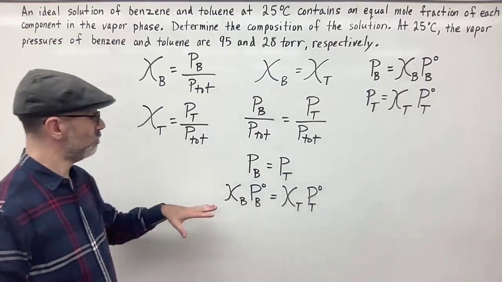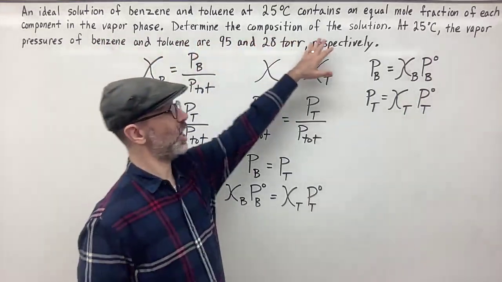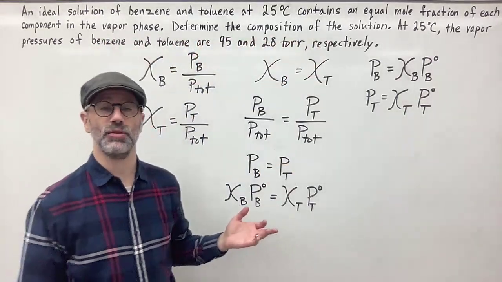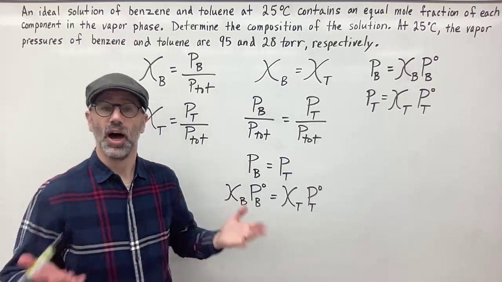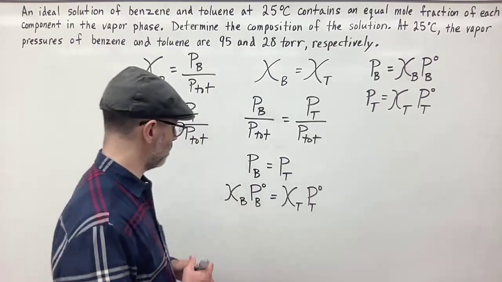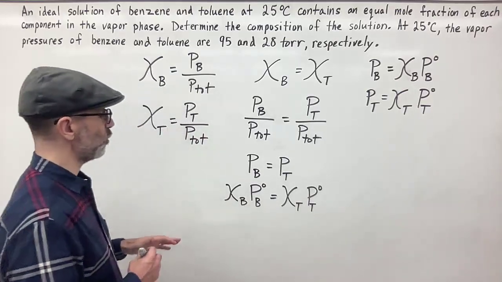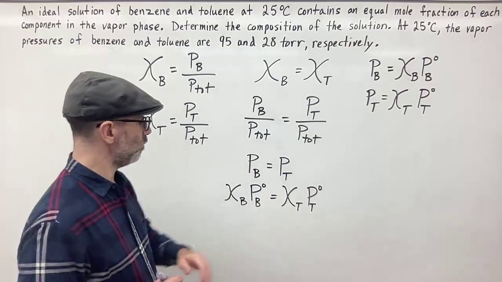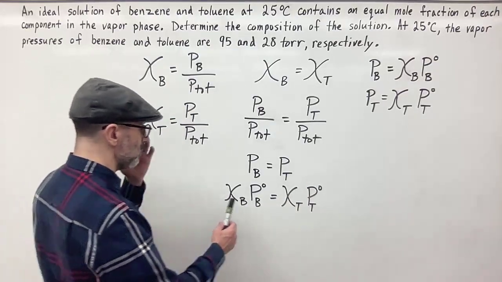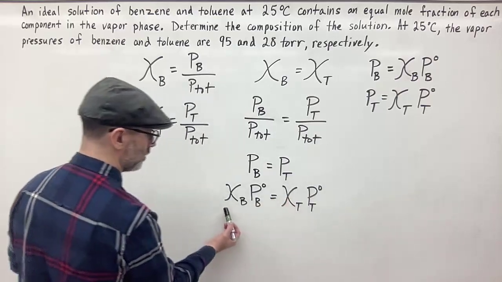So we need the mole fractions. We want to know the composition of the solution. One way to find the composition of the solution is to find the mole fractions of the substances in the solution. That'll give us the composition. So we have the mole fractions of benzene and toluene. Now what do we do here? Well, we want to set these up so we get the mole fractions on this side.